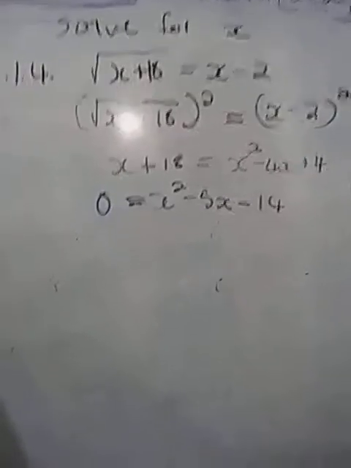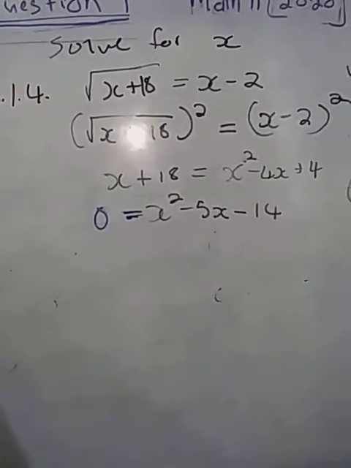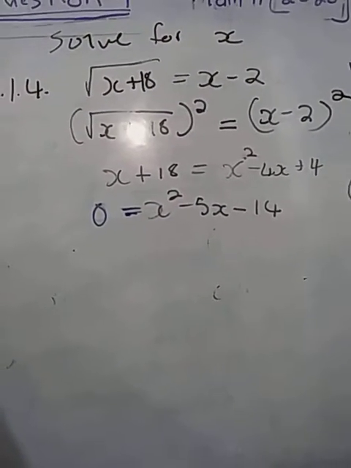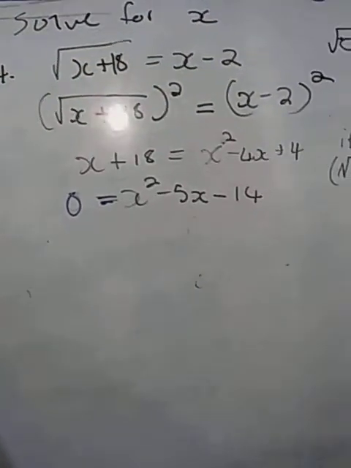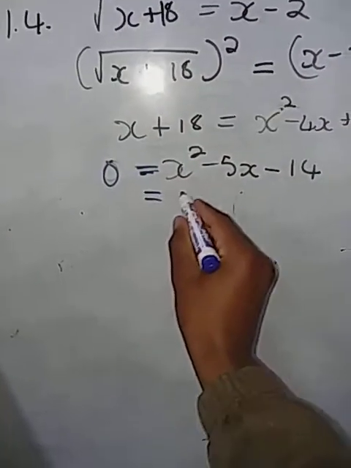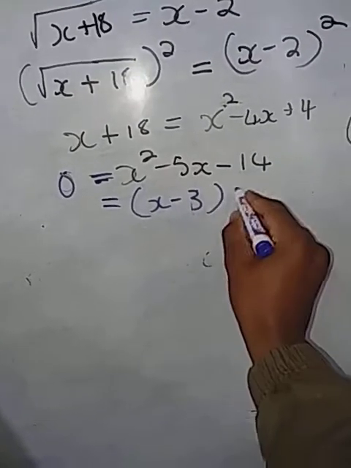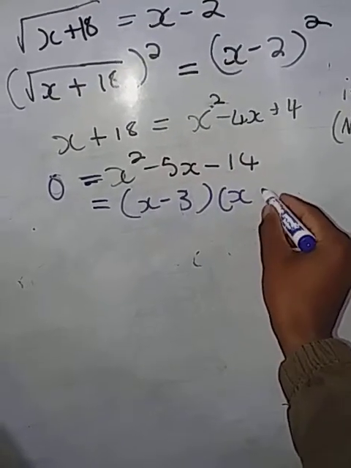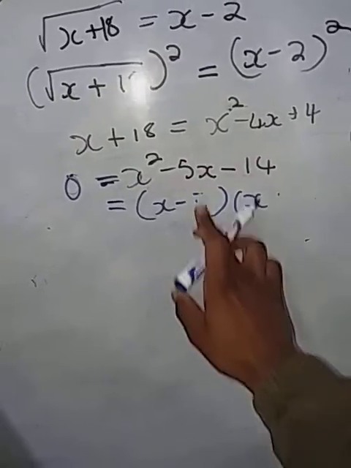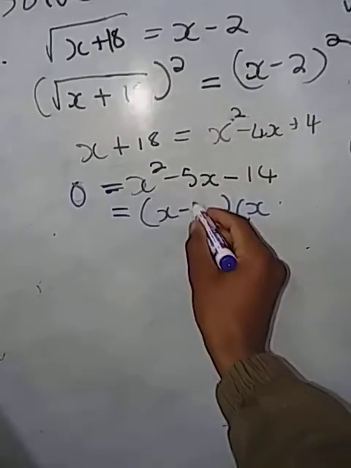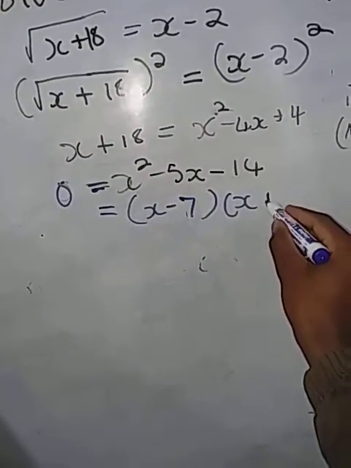Okay, then you can factorize the expression on the right hand side. Then the factors here will be x minus, oh sorry, not 3, x minus 7 into x plus 2.